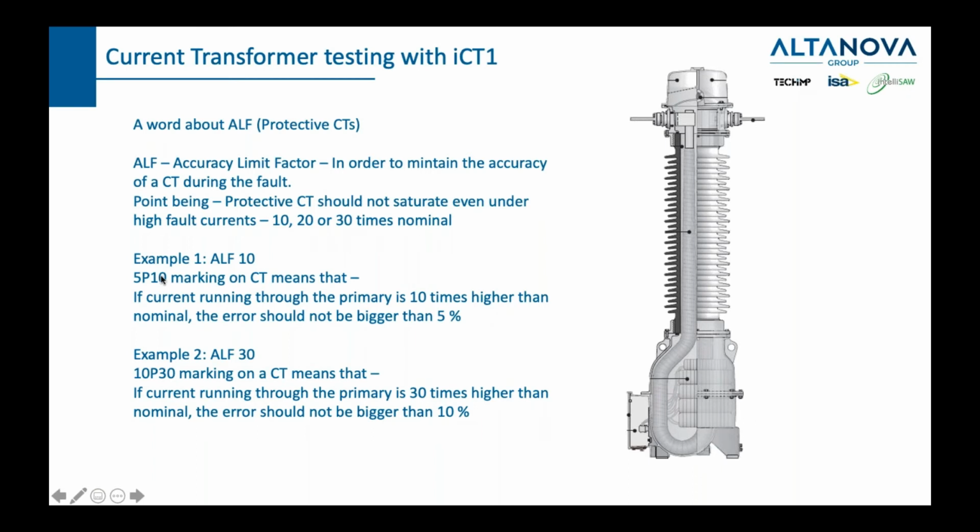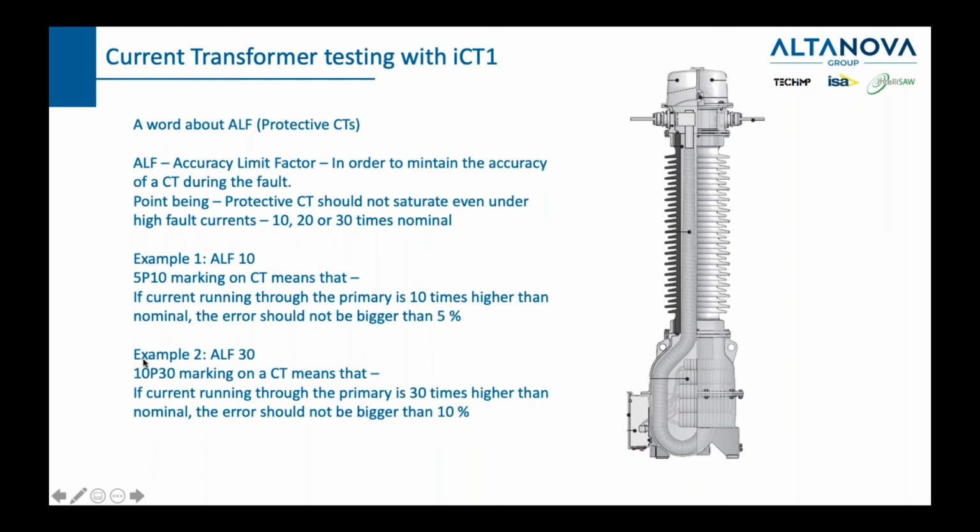This means that if my primary current is 10 times bigger than the nominal current, in that mode of operation, the error on this CT, the accuracy, shouldn't be worse than 5%. So 5P10 means that if you have 10 times nominal current, the accuracy should be not less than 5% at 10 times nominal current. On the other side, if we have 10P30, this is something more robust. In this case, if we go 30 times more than your nominal current, the error at 30 times nominal current cannot be more than 10%.